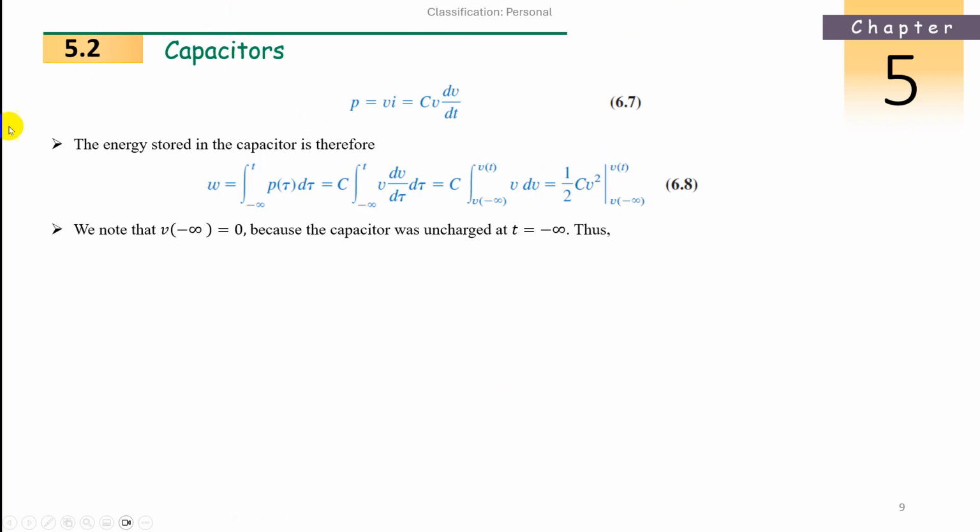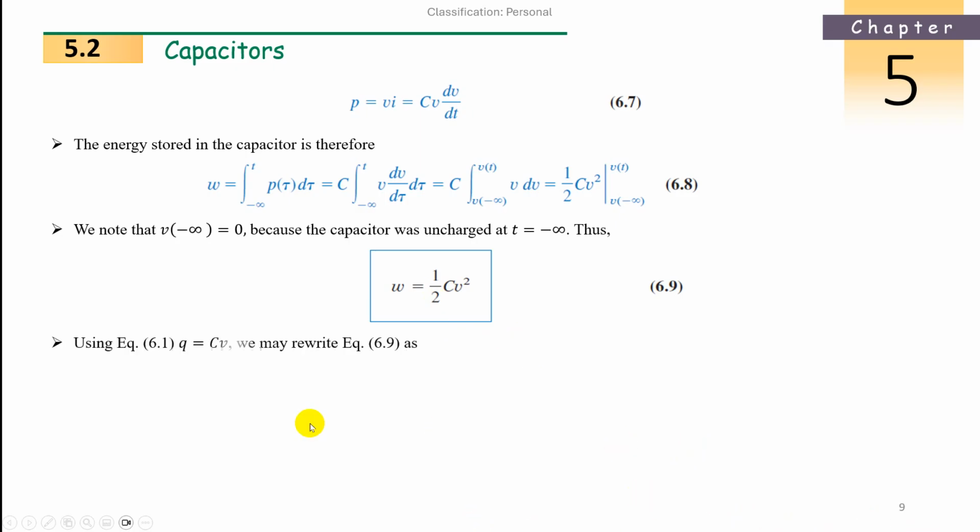Now only V of t we have to take. Then the equation will be given as W, the energy stored in the capacitor, is equal to half C V square. At any time, half C V square is your energy. This is one equation. Three equations you have to remember. First one, Q is equal to CV, capacitance times voltage. Second one, P is equal to VI, that is V C dV by dt, the power. Third, energy is equal to half C V square. These three important equations you have to remember.